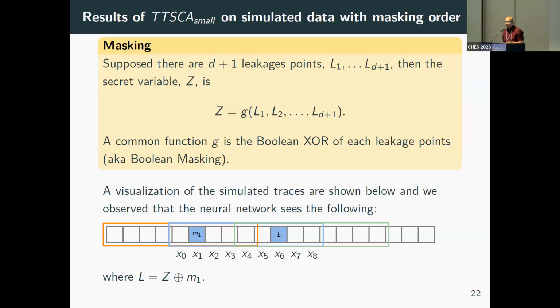And the simulated trace that we use, the visualization is as shown below, with M1 and L being the leakage points. And when we XOR them together, we will recover the secret variable. The orange box, the blue box, and the green box show the patch of what the neural network sees in each time step. So in the second time step, which is the blue box, we see that the neural network sees M1 and L at the same time. So we expect that it will recover the literals X1 and X6. So we want to see whether it does.